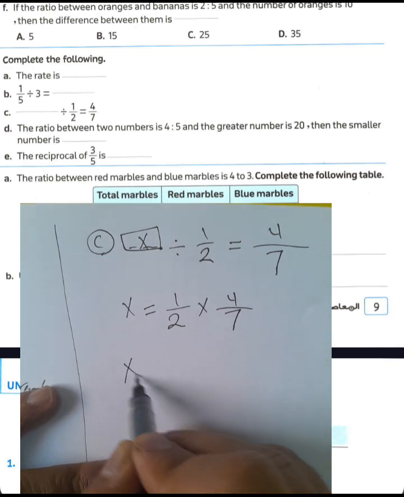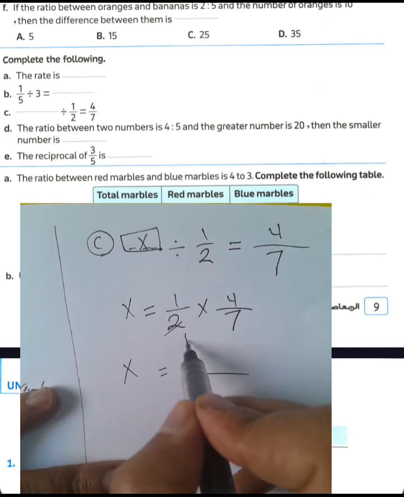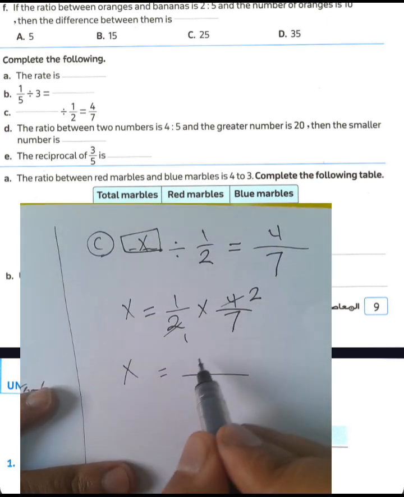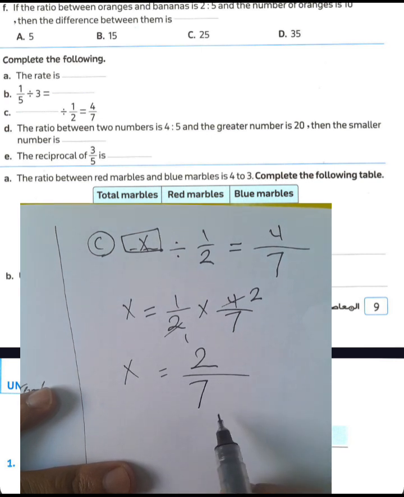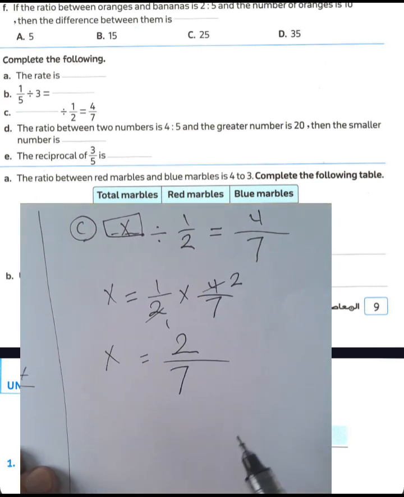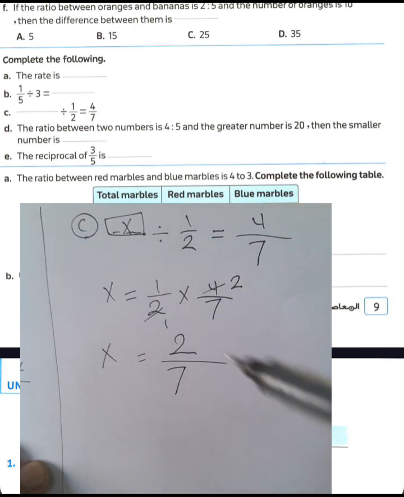Then x will be 2 divided by 2, 1. 4 divided by 2 equals 2. 1 times 2 equals 2. 1 times 7 equals 7. And the value of the unknown number here will be 2/7.